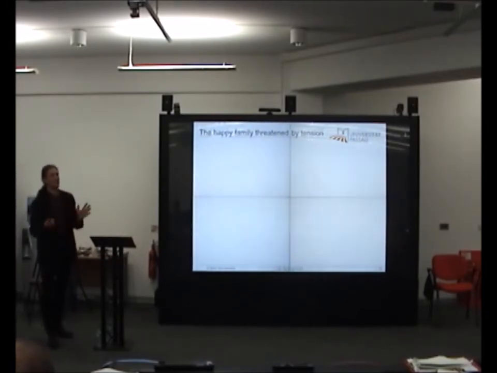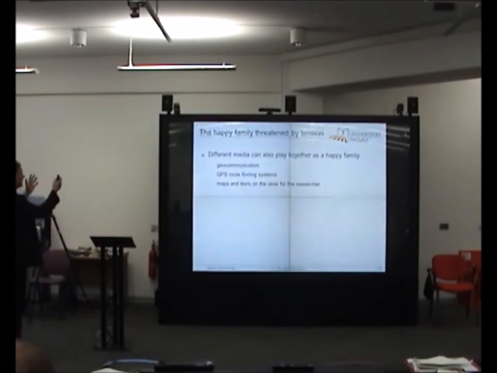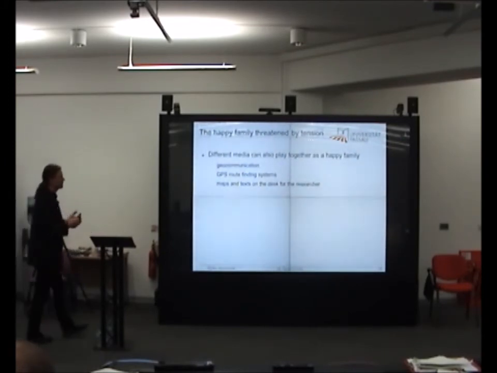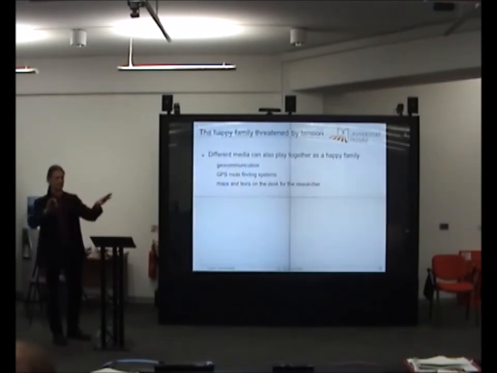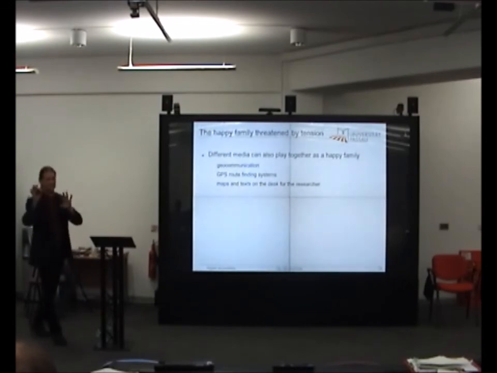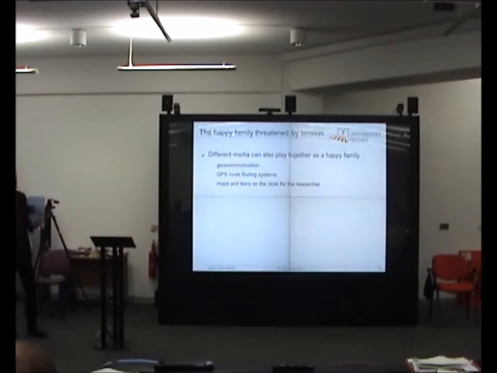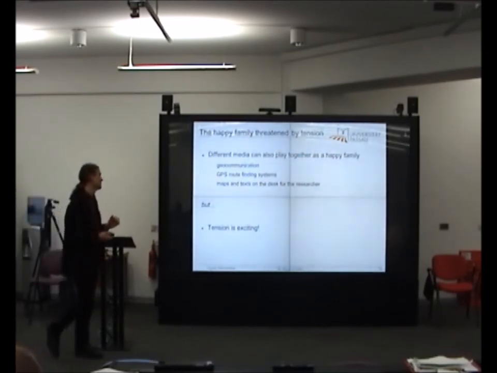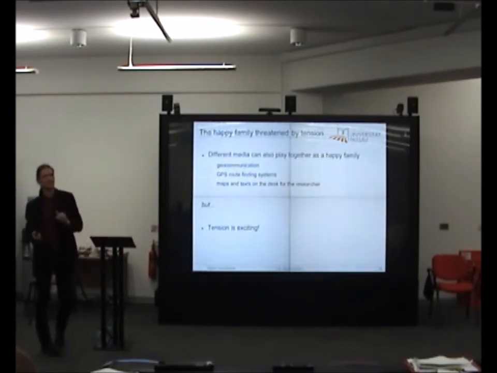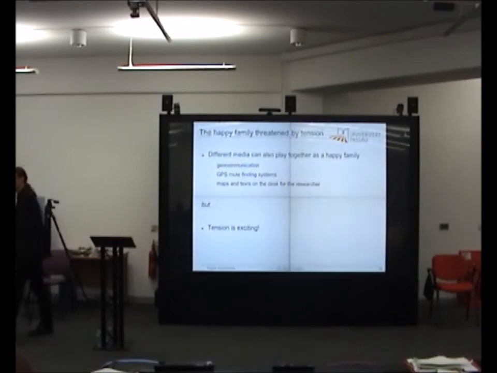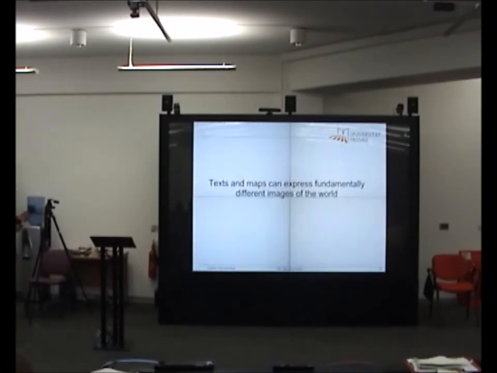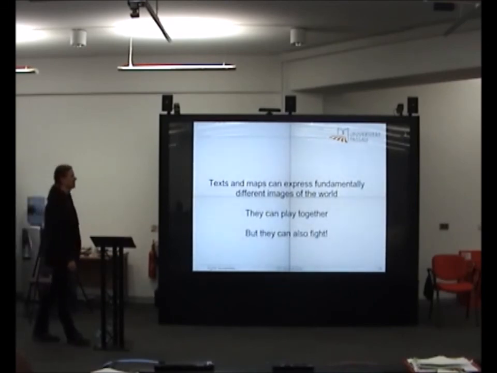So this happy family we see with maps and texts playing together, like in geocommunication systems, GPS route finding systems, or even the maps and the text on the desk of a researcher or a reader, we always see this kind of using several media to get the full picture. This is a happy family. I use it myself. It's very nice, but it's threatened by tension, and tension is very exciting. This is great fun to see how they can really fight each other. Thank you.